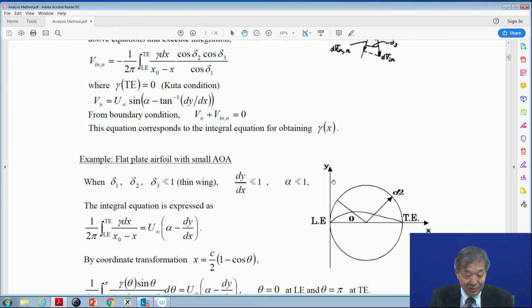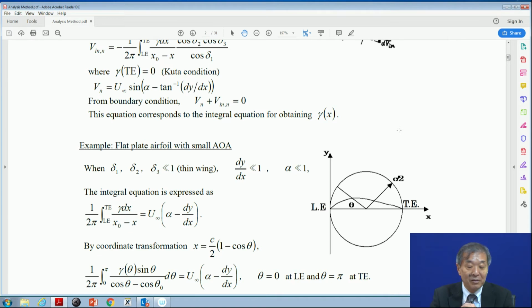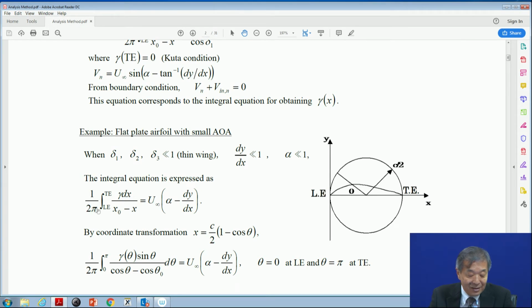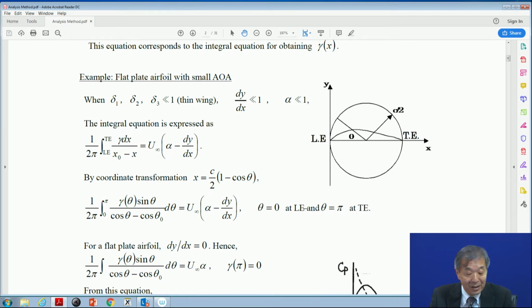The next one is a very simple example: the flat plate airfoil with a small angle of attack. So for a thin wing, delta 1, delta 2, delta 3 are very small, and dy/dx, the slope of the airfoil, is also very small. The angle of attack is also very small. So the integral equation is expressed here, a very simple one. And we use the coordinate transformation from x to theta, so we have this expression of the integral equation.